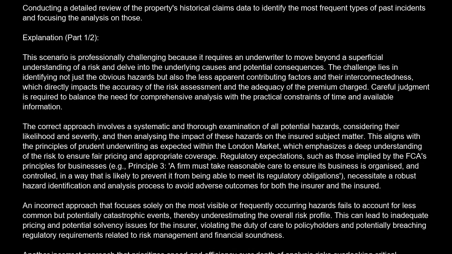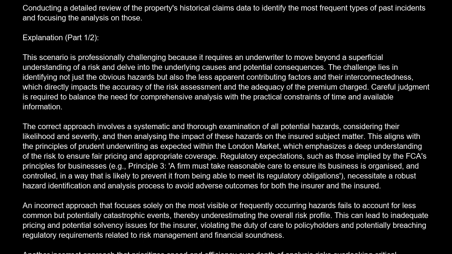Correct answer is C. Conducting a detailed review of the property's historical claims data to identify the most frequent types of past incidents and focusing the analysis on those. Explanation. This scenario is professionally challenging because it requires an underwriter to move beyond a superficial understanding of a risk and delve into the underlying causes and potential consequences. The challenge lies in identifying not just the obvious hazards, but also the less apparent contributing factors and their interconnectedness, which directly impacts the accuracy of the risk assessment and the adequacy of the premium charged.